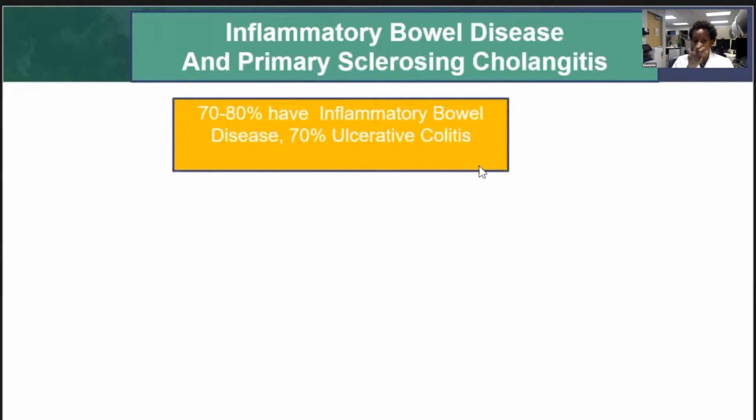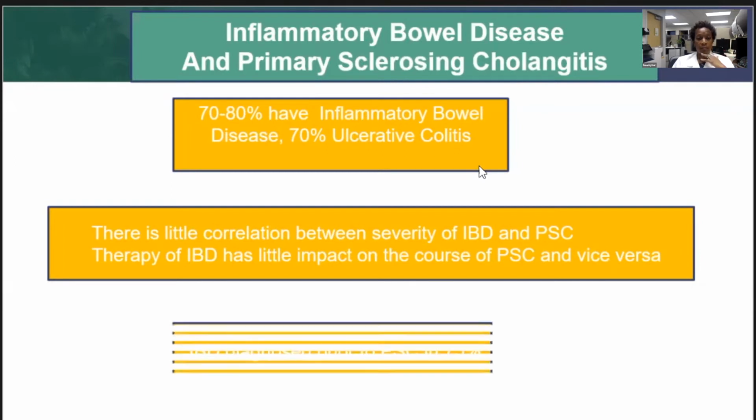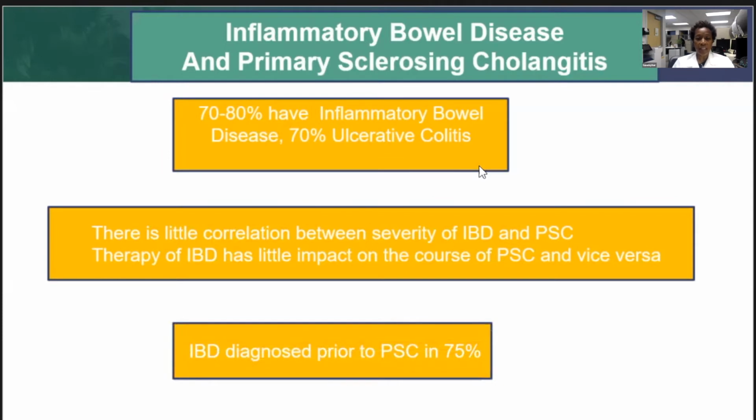Now, these are just some things to remember. These things go along with PSC: inflammatory bowel disease. About 70% of patients who have PSC also have inflammatory bowel disease, usually ulcerative colitis. As you know, patients with ulcerative colitis have an increased risk for colorectal cancer. And so our patients that have PSC and IBD need annual colonoscopies. There's not a lot of correlation between the severity of the IBD and the PSC. And if you treat the IBD, it doesn't really have any impact on the course of the PSC. As you know, and once again, I think I already just talked about this, IBD can occur in about 70% of our patients with PSC. And usually the IBD is caught first and then the PSC is diagnosed.